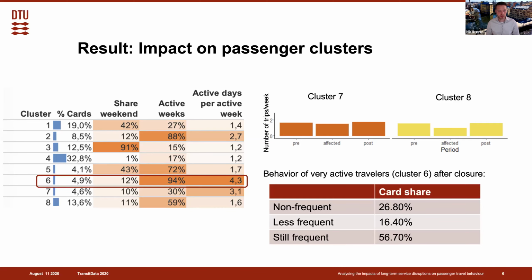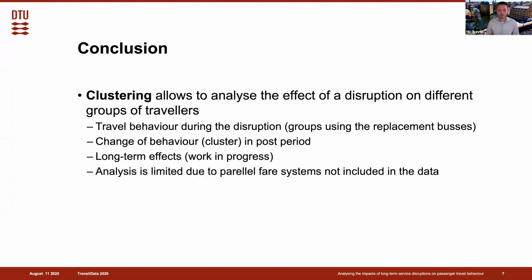And we can also look into how people are changing between clusters from the pre-phase to the after phase. So for example, looking at cluster 6, which are very active travelers, we can find out if they in the phase after the closure are still frequent travelers or if they have changed their behavior.